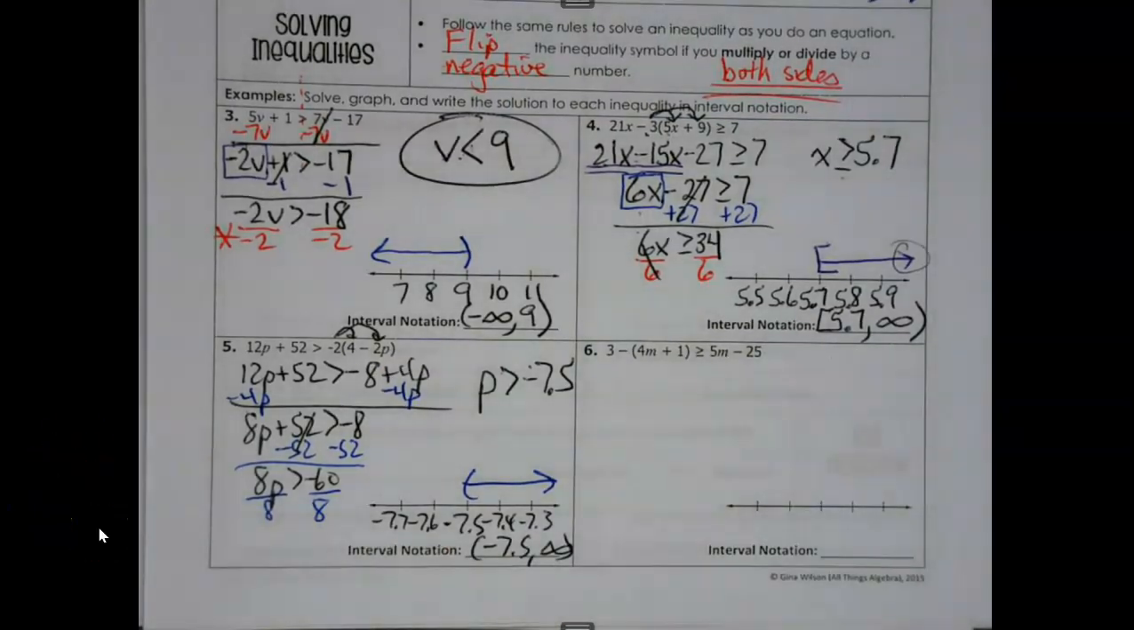Rolling. So here's the 2 things I've seen. The distributing, we've got that good. The only thing is if we have negative times negative, that's going to be a positive. So that 4p is going to be plus.